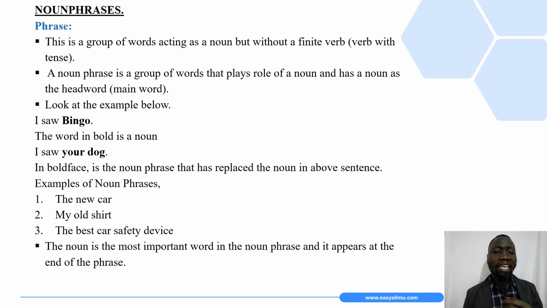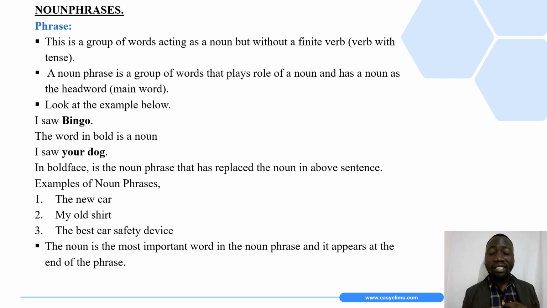So we have other examples of noun phrases. And talking about the examples, we have the new car. So the new car is a noun phrase. My old shirt, that is also an example of a noun phrase. The best car safety device, that is also a noun phrase. So remember, a noun phrase is a group of words that plays a role of a noun and has a noun as the main word.